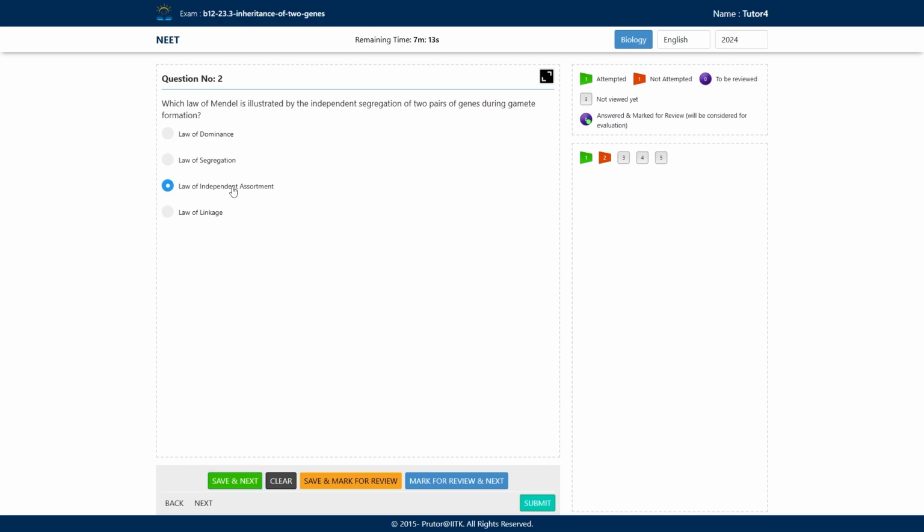Correct answer here will be law of independent assortment. Okay, we'll talk about this in detail in the next session as well. What is law of independent assortment?